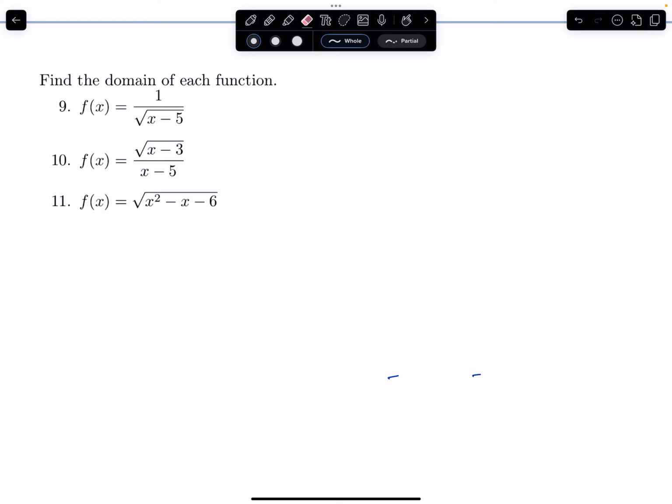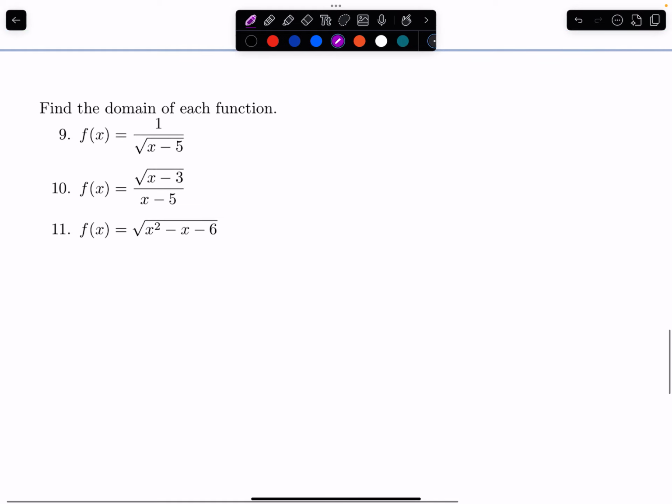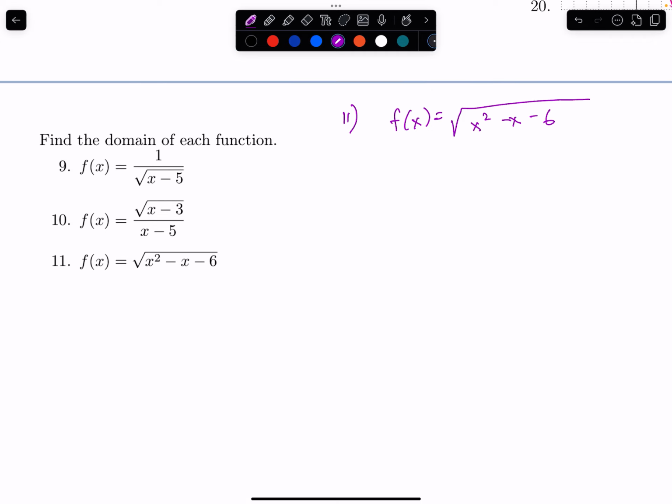All right, moving on to number 11 now. This is 11. F of x is the square root of x squared minus x minus 6. Okay, no fractions to worry about here, so I'm not dividing by 0. The only thing I have to check is when is this thing possibly going to be negative, right? So x squared minus x minus 6.